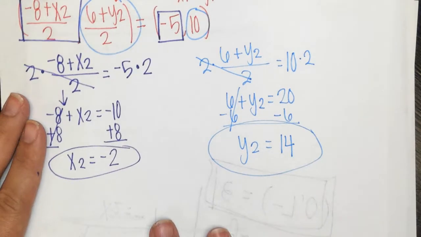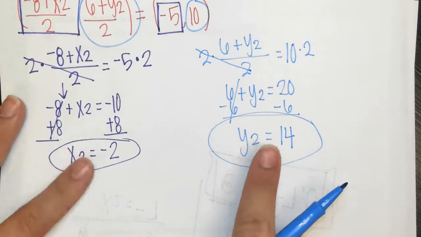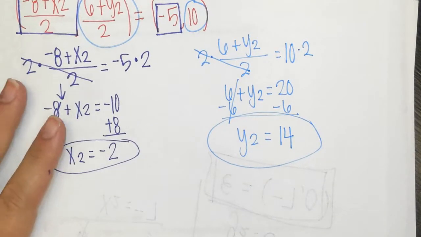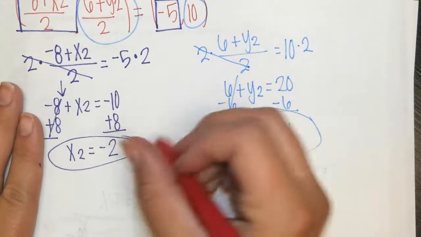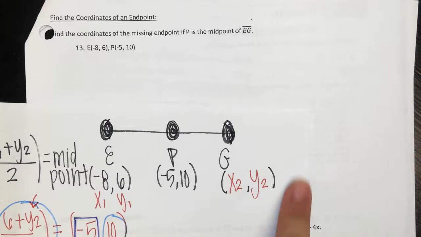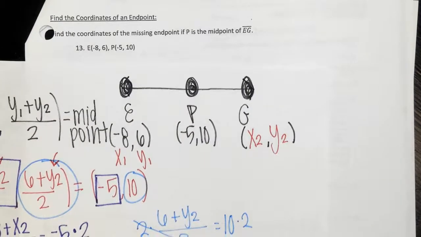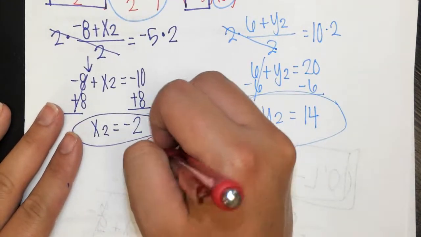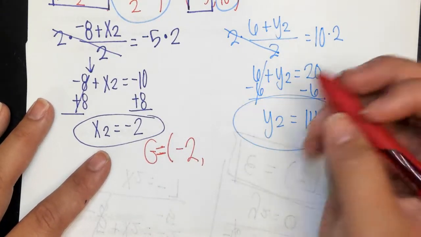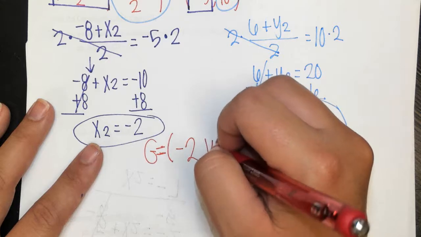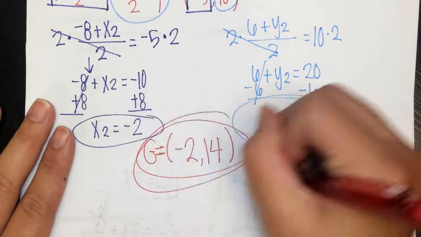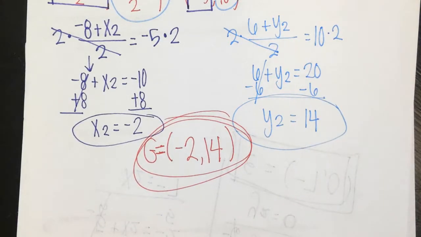Now, good. But don't leave it like this. Your answer is an endpoint, so make it look like an endpoint. X comes first. So your point, what point were we finding? E, P, or G? G. So G equals, X comes first, negative 2, then y sub 2, 14, close parentheses. Now you're done. That's your answer.